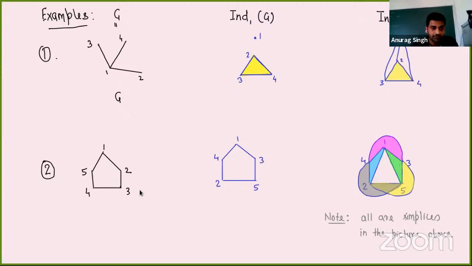The other example is C5. For Ind_1 of C5, we have seen that you get a complex with edges 1, 4, 2, 5, 3, 5 and 1, 5. And Ind_2 of this graph is this simplest complex that you get. I have drawn these curved lines, but they are not actually curved. I cannot embed it in R2, so I had to draw it curved.